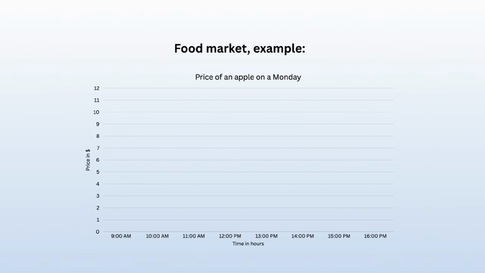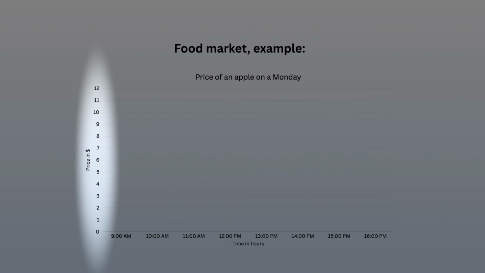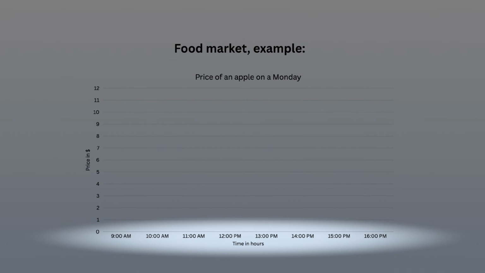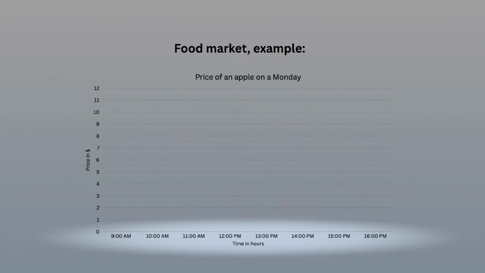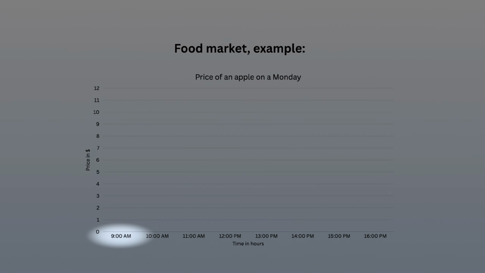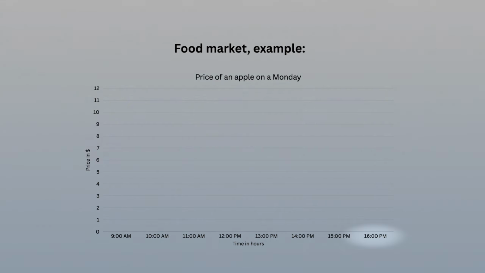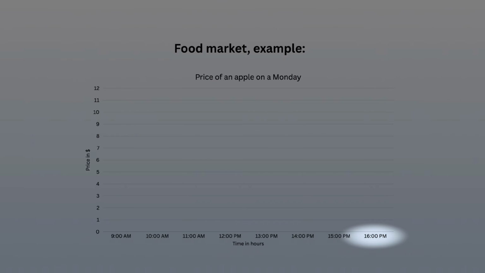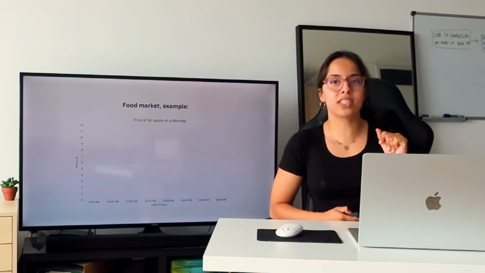We're going to look at the price of an apple on a Monday, where on the y-axis you have the price in dollars for one individual apple, and on the x-axis we have the time in hours, starting from 9 in the morning when the food market regularly opens, all the way up until 4 in the afternoon, which is when the food market regularly closes. Let's go through the story.